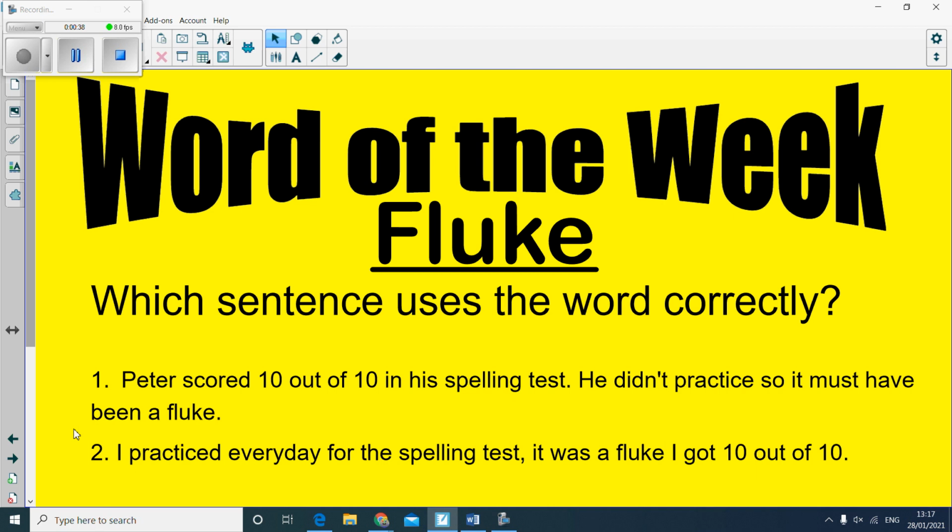So the correct answer that you should have down is sentence 1. Peter scored 10 out of 10 in his spelling test. He didn't practice, so it must have been a fluke. Remember that a fluke is something that you achieve not through skill, but by sheer luck.